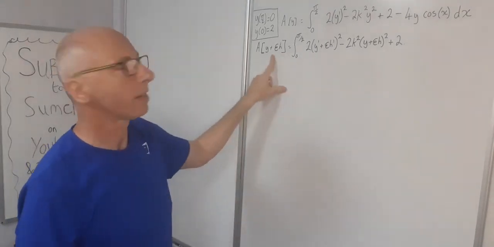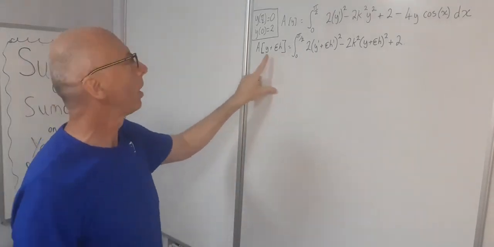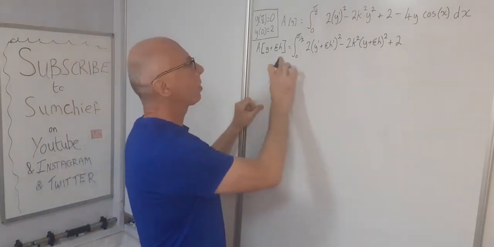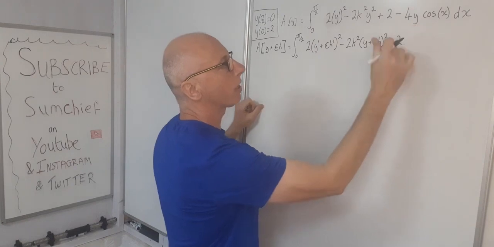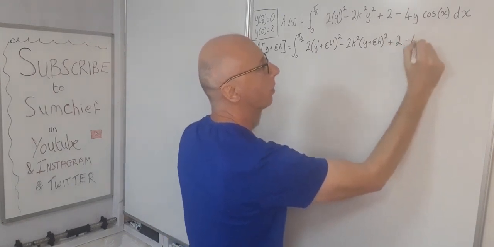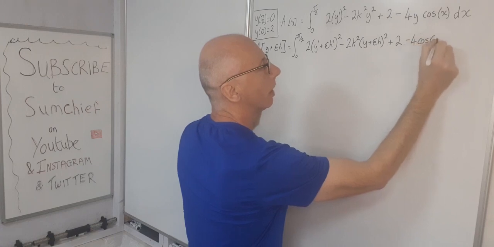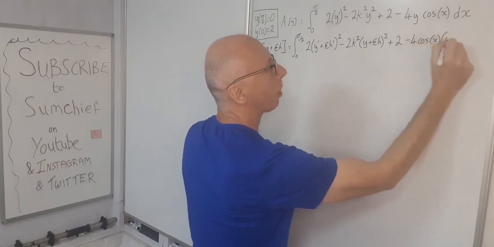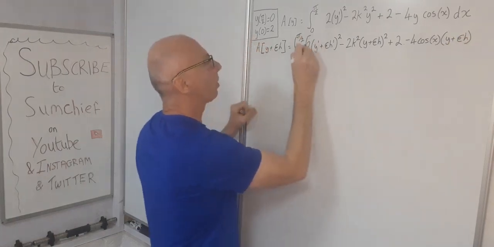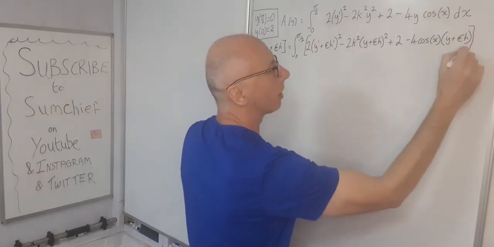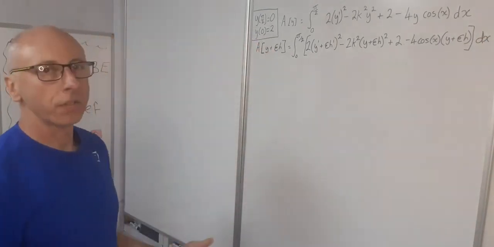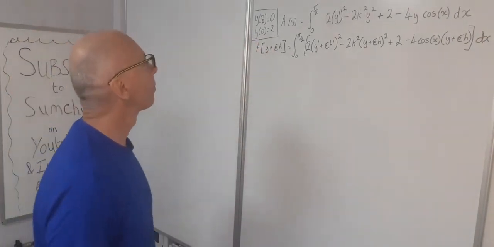Now the cosine x is not included here, even though y is a function of x. So the y plus epsilon h only applies to this y. So I'm going to bring my cosine x with the 4 at the front, and then multiply that by y plus epsilon h. And then all of that is with regards to x. So that's the first stage for the Gateaux differential.